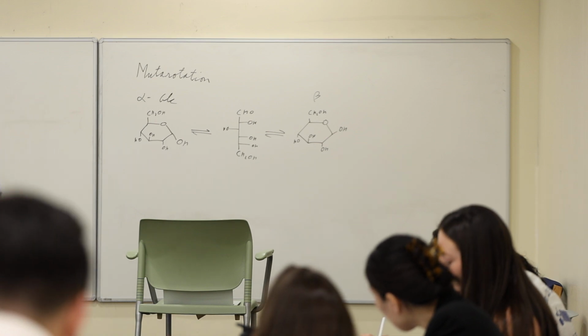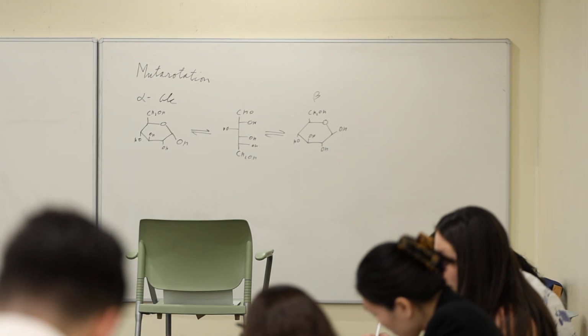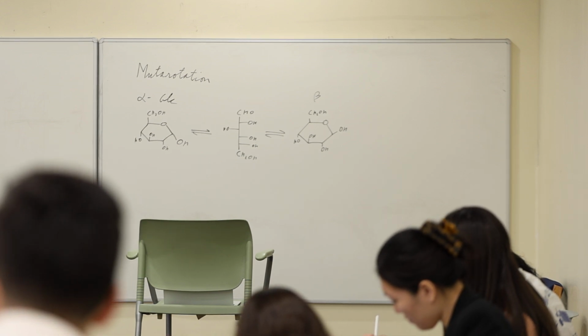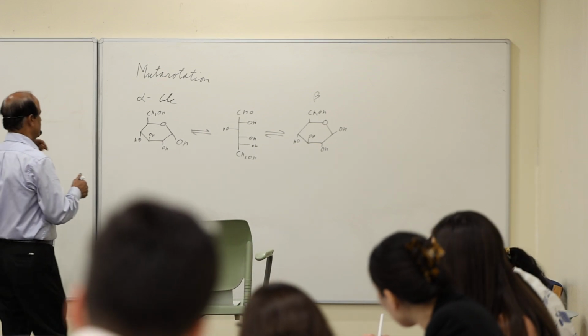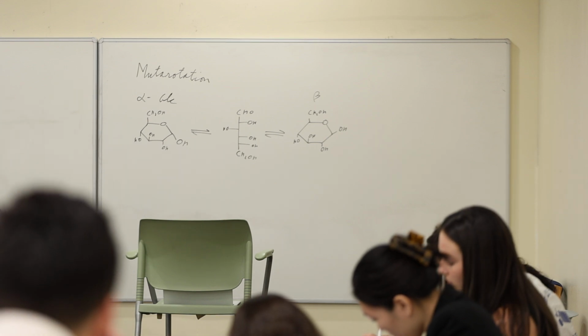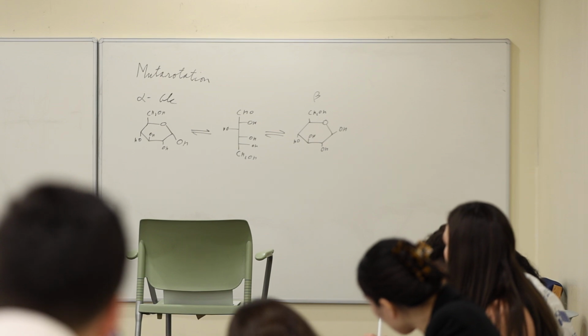What's the word on top? Mutarotation. So this is called a pyranose ring, which means 6-membered ring. So most of the carbohydrates exist as the pyranose ring.